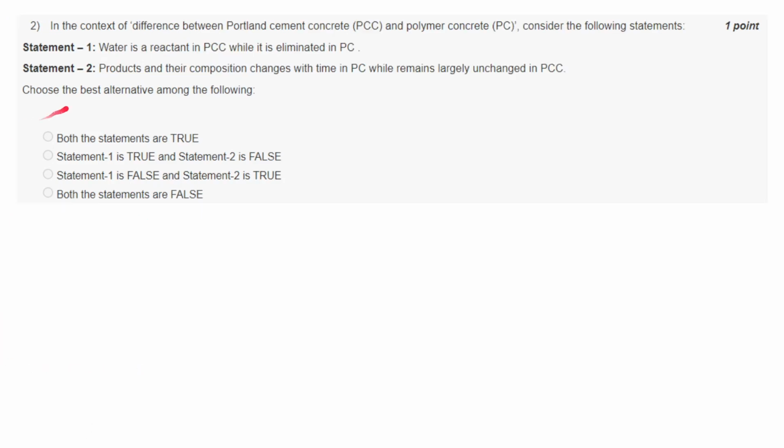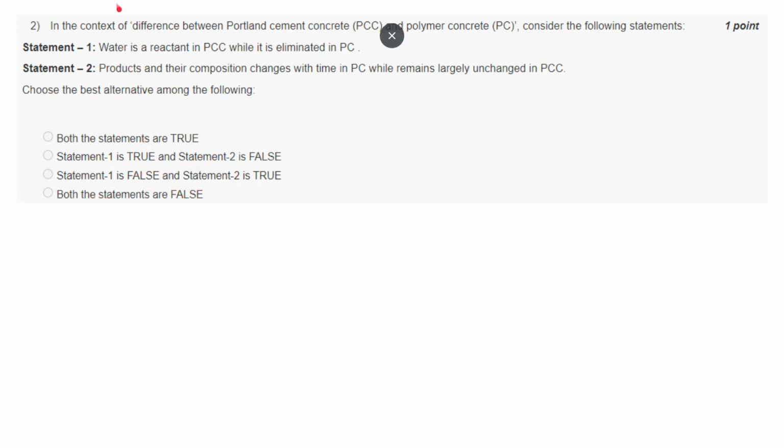The second question, in the context of difference between Portland cement concrete PCC and polymer concrete PC, consider the following statements. First statement, water is a reactant in PCC while it is eliminated in PC. And second statement, products and their composition change with time in PC while remain largely unchanged in PCC. Choose the best alternative among the following. Both are true, one is true, two is false, one is false, two is true, both are false.